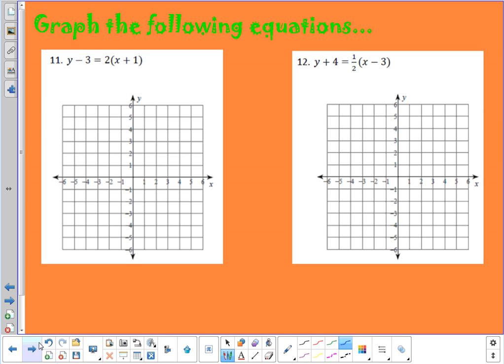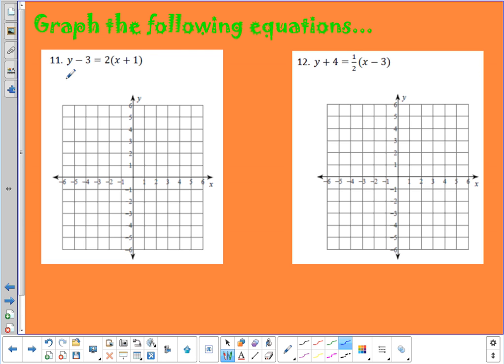All right, so now we're going to get into the graphing portion of this section. So we have in number 11 an equation in point slope form to graph. Now, there's a couple of different ways that you can graph this. One way is just to put it in slope intercept form. Find your y-intercept, find your slope, graph it from there.